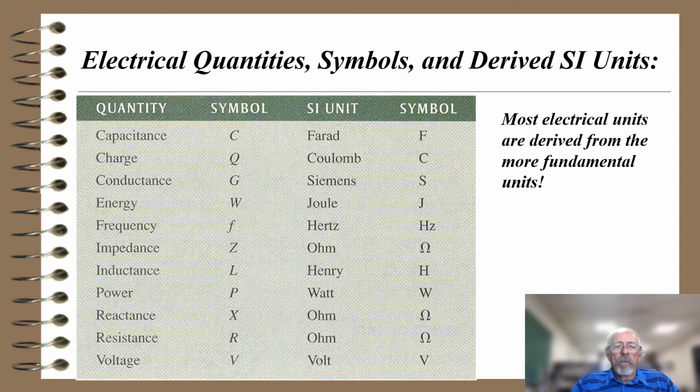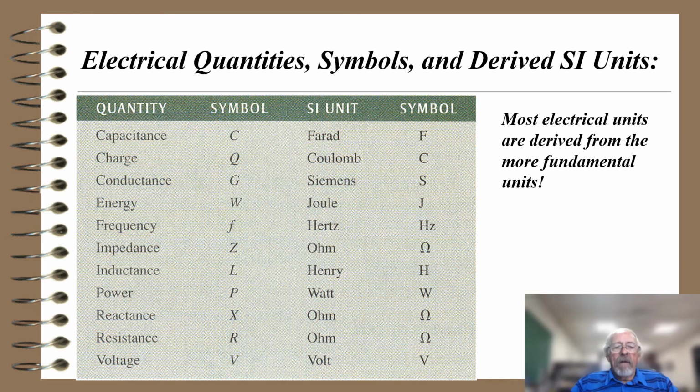Energy, the symbol is W. The SI unit is joules. The symbol is capital J. For frequency, frequency being the number of cycles per second of a sine wave, the symbol is lowercase f. The SI unit is hertz. Hertz is cycles per second, actually, and the symbol is capital H, small z. For impedance, we use capital Z. We use ohms for impedance, and the symbol is omega, capital Greek omega. Inductance is capital L. We use Henry as the SI unit, and it's capital H. Power is capital P. We use watts, and the symbol is capital W.